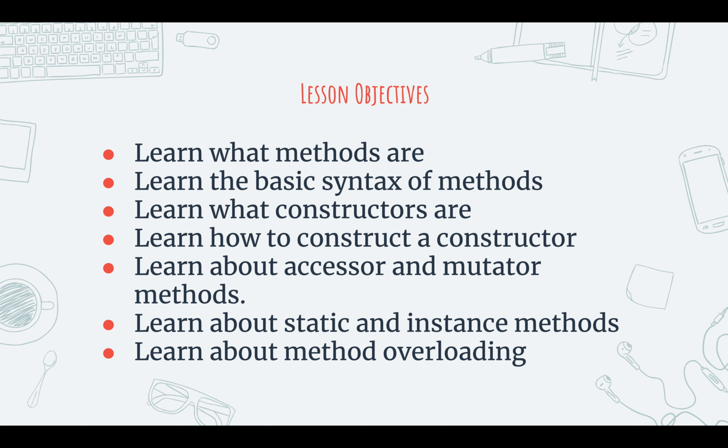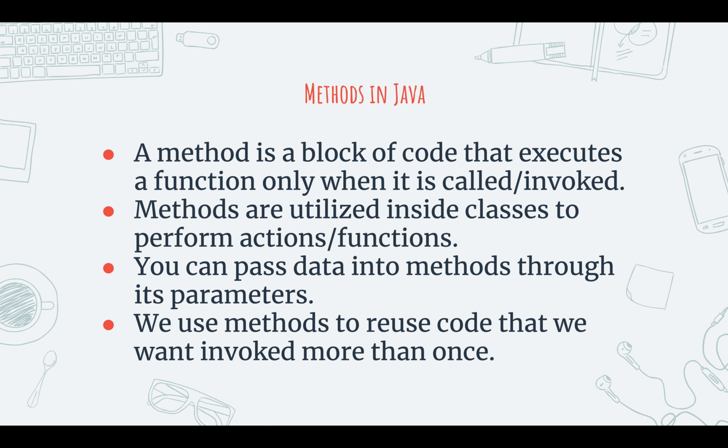We're going to learn how to construct a constructor. We're going to learn about accessor and mutator methods. This will help ensure that we get down the basic syntax of methods because they are heavily dependent on it. They're very simple methods, but they help us practice the basic syntax of methods. We're going to learn about static and instance methods because there are two different things, mainly because of how they get invoked. And we're going to finally learn about method overloading, which sounds fancier than it actually is. With that being said, let's go on to what methods are.